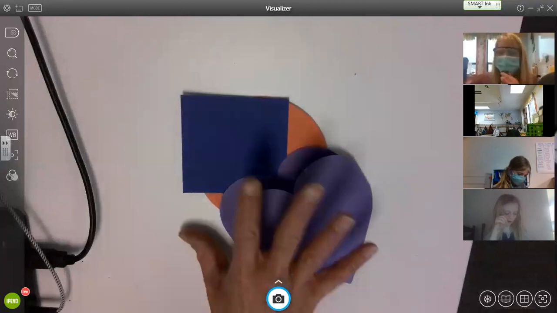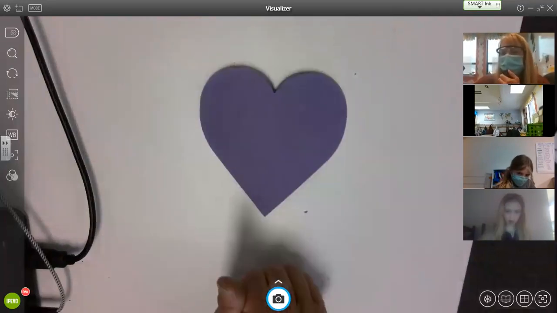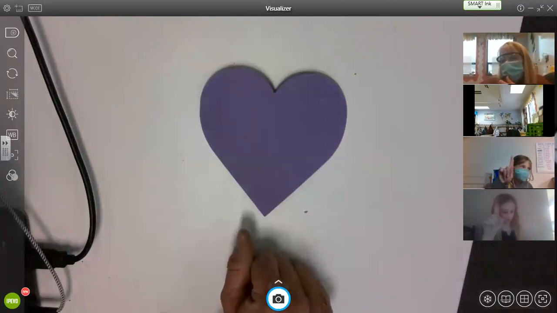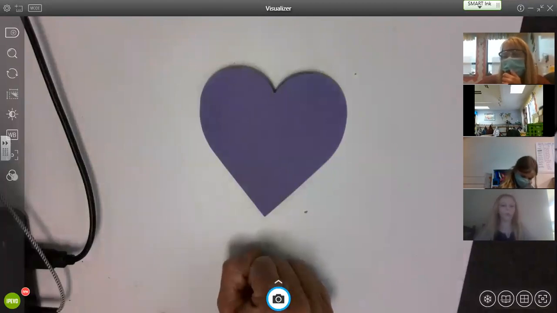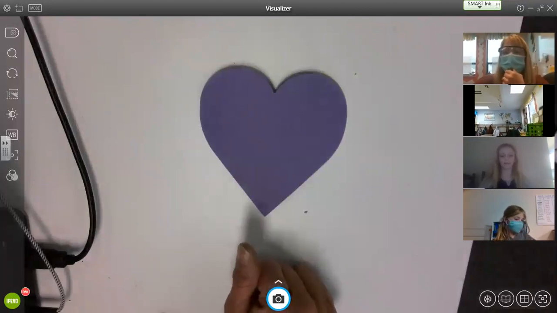All right, guys, let's see how we did. We're going to start with the heart. Show me on your fingers how many lines of symmetry a heart has. Haley Calendar, can you unmute and share? 1. Where would it go? Horizontally or vertically?